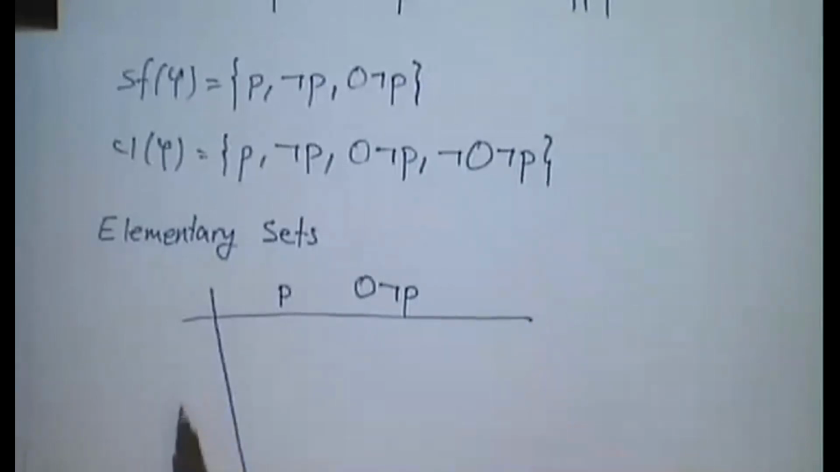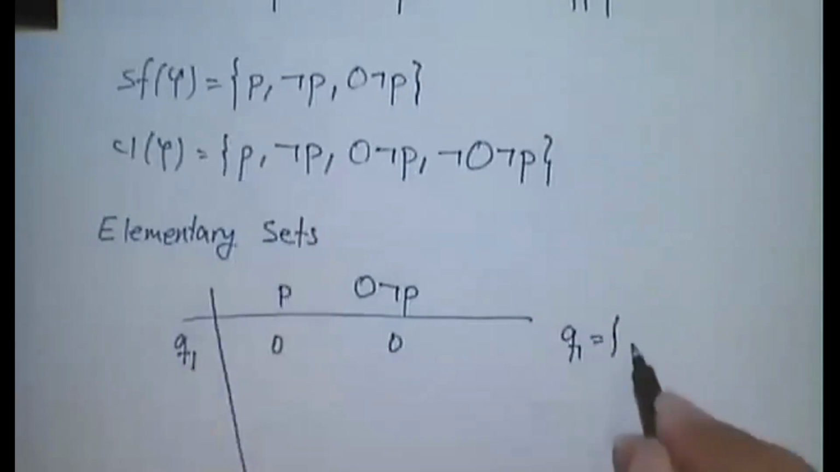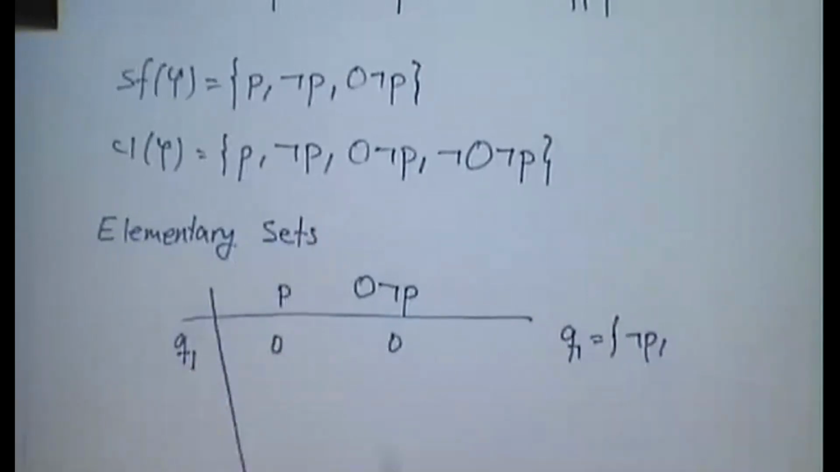So, okay, let's create our first elementary set Q1, and let's say that in Q1 we have neither p nor next not p. Okay, what does this mean? This means that Q1 is basically what? It doesn't have p, so it must have the negation of p. It doesn't have next not p, so it must have its negation, which is not next not p. So this is my set Q1.